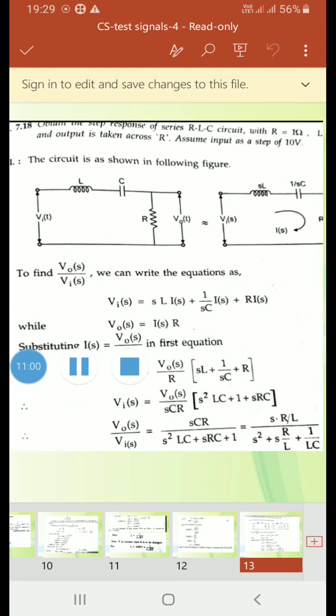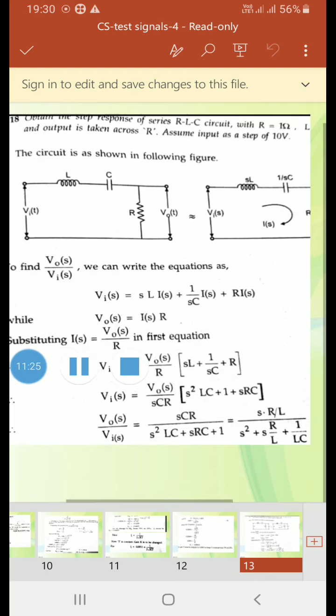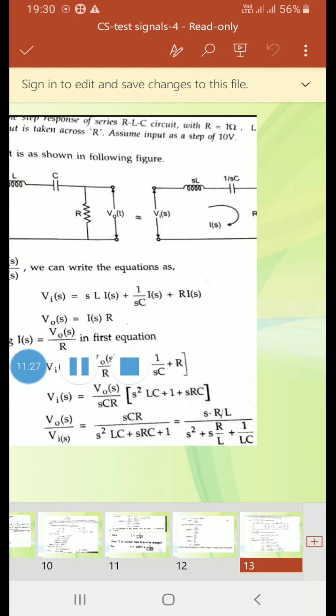When you take the LCM, SC into R, Vi of S is equal to V naught of S by SCR into bracket S square LC plus 1 plus SRC. So V naught of S by Vi of S will be equal to SCR by S square LC plus SRC plus 1, which will come equal to S into R by L divided by S square plus S R by L plus 1 by LC.